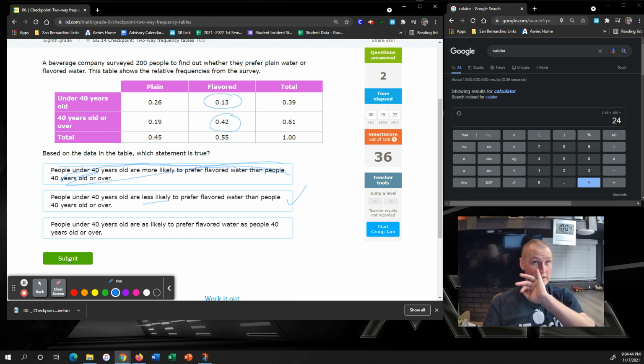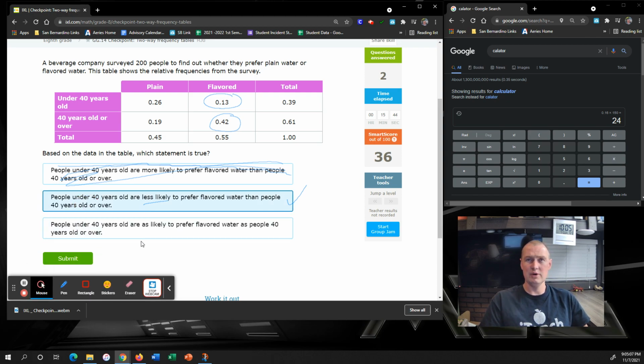Now, what makes the last one false if I'm going to pick the middle one? People under 40 years old are likely to prefer flavored water. Say again, people under 40 don't want flavored water. They don't like it, as people 40 years and over. See that? No, that doesn't work. So we're going to go ahead and choose the middle one because, again, people under 40 years old would rather not have the flavored water.